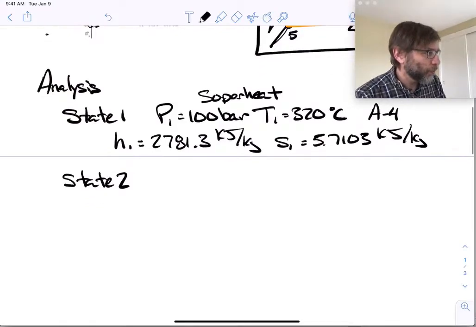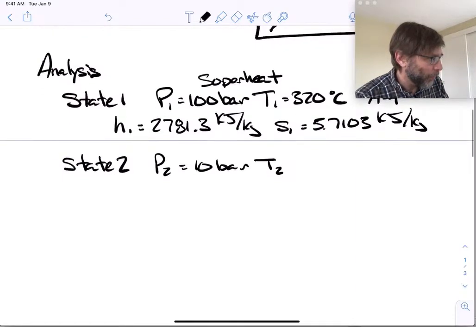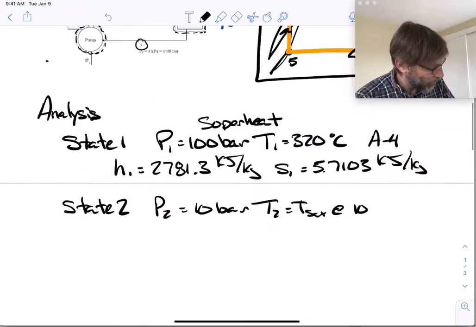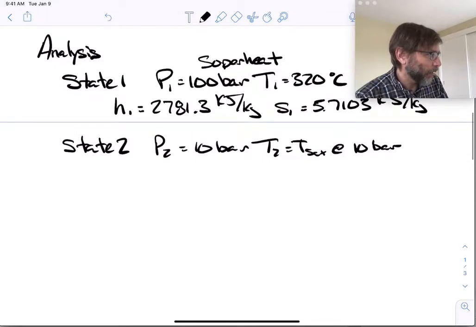So we go to state 2. We have P2 equals 10 bar. And T2, we don't know T2 yet. Well, yeah, we do, because we're dropping into the saturated region. So T2 is saturated. T2 equals Tsat at 10 bar. If I look at my solutions, do they even tell us what that is? Oh, they're not going to tell me what that is? No, they're not even telling me. I guess it's not important for the analysis. We only need to know the enthalpy.